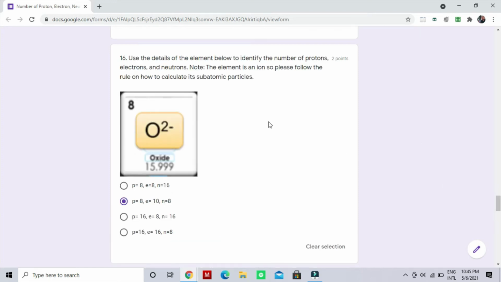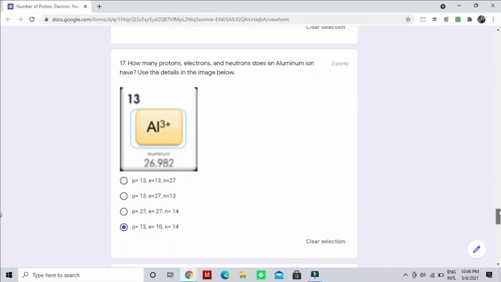Question number 16. Use the details of the element below to identify the number of protons, electrons, and neutrons. Note, the element is an ion, so please follow the rule on how to calculate its subatomic particles. The correct answer is the number of proton is 8, electron is 10, neutron is 8.